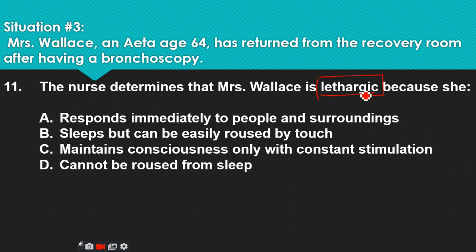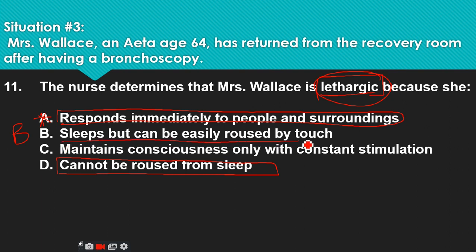So when you talk about lethargy, the patient here is drowsy. So when you say letter A, responds immediately to people and surroundings, that means the patient is alert and awake. And letter D, cannot be aroused from sleep, is going to be a coma patient. So that's B or C. So the best answer here is letter B. So the answer for number 11 is letter B.